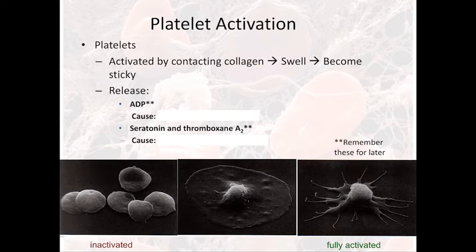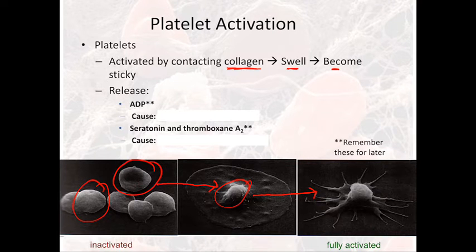Okay, so platelets, we've talked about them already. We talked about them in the blood. They are kind of these particles of cells that are very important for the blood clotting process. They're normally just kind of floating around in this inactivated form. But then when they come in contact with collagen, that immediately activates them. That makes them swell, and it makes them become sticky. So they go from this kind of flat form to kind of swell in the middle, and then eventually they form these little tentacles that are sticky, and those start sticking to everything around them. Okay, so that's the process of platelet activation.